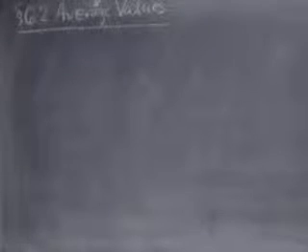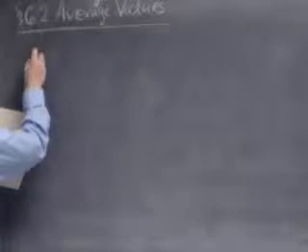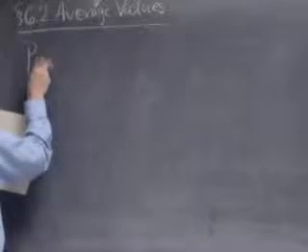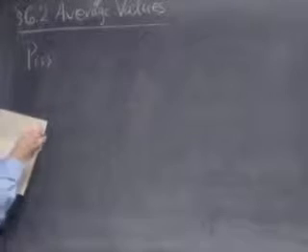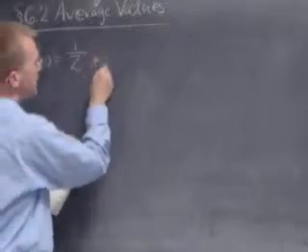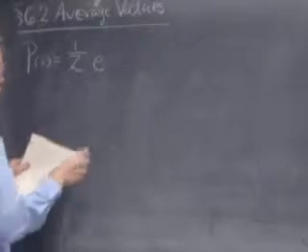Okay, section 6.2, average values. Recall the probability equation I just put up there. Probability of being in a microstate S is equal to 1 over the partition function times e to the negative energy over kT, and we're going to use a shorthand.